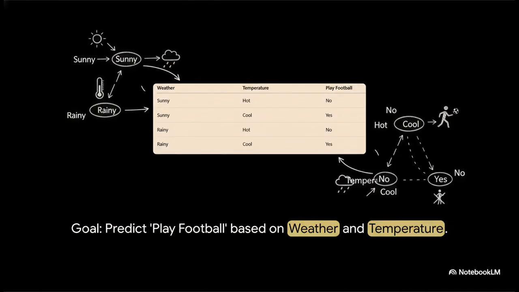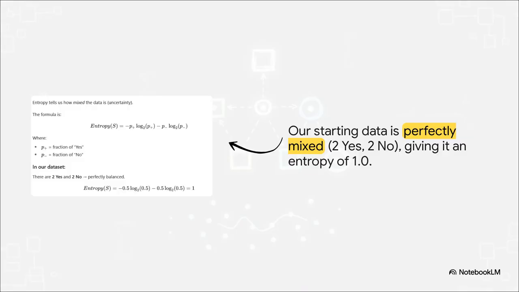Yes or no? Okay, first step, let's measure how messy our data is right at the start. If you look, we've got 2 yes answers and 2 no answers. That's a perfect 50-50 split. In the world of entropy math, that perfect chaos gets the highest possible score, 1.0.